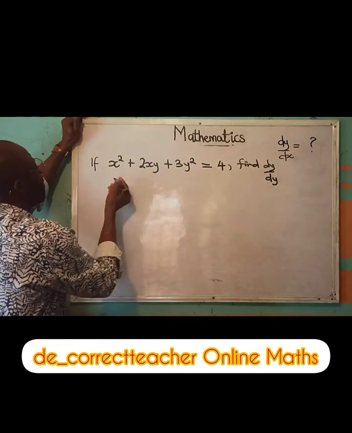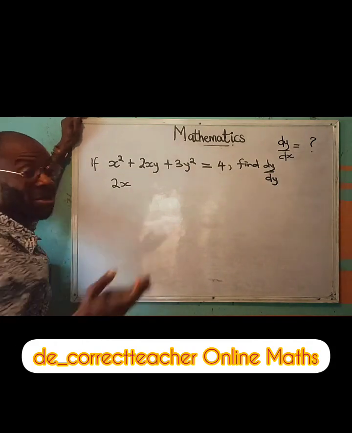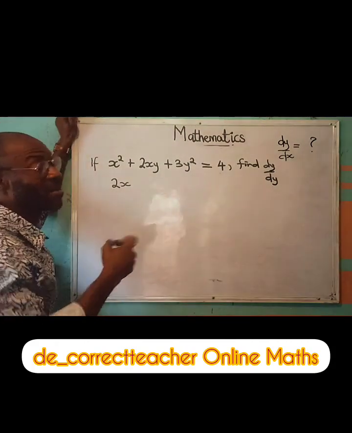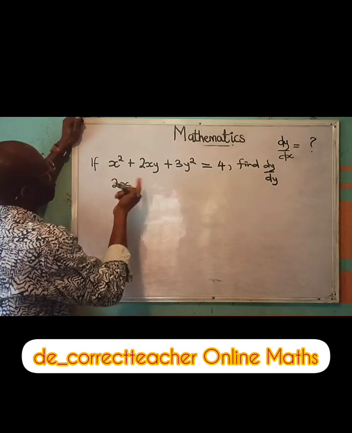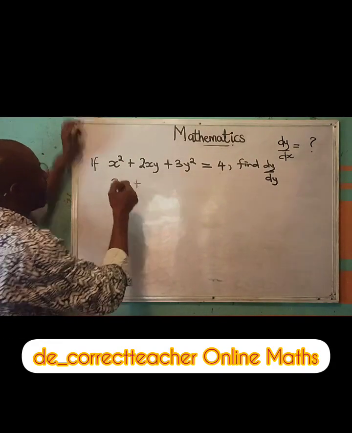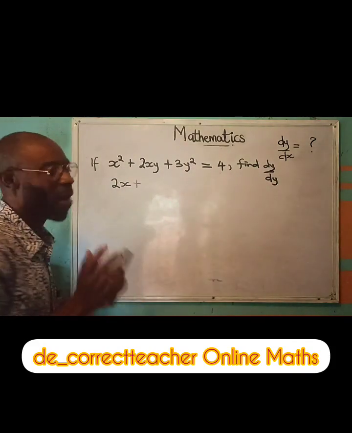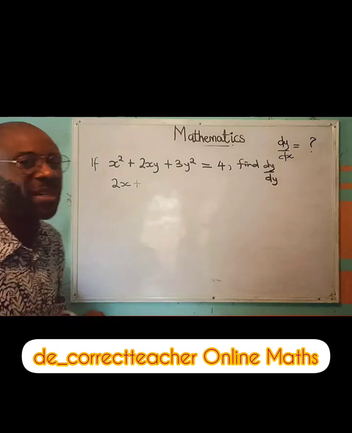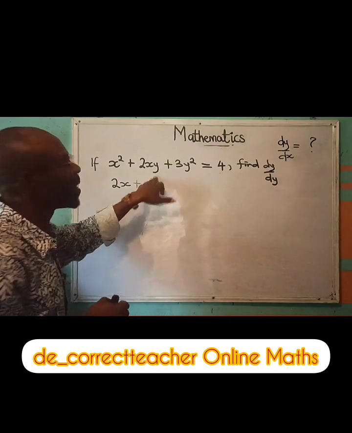Now look at this guy. Of course, this is 2x. This is similar to all the questions where we have x squared, but most times you can have other expressions. I'm just using this one as an example. So then, let me put my plus here. If you look at this, we have 2xy. So I'm going to differentiate them separately. I will differentiate with respect to x. I will also differentiate with respect to y.